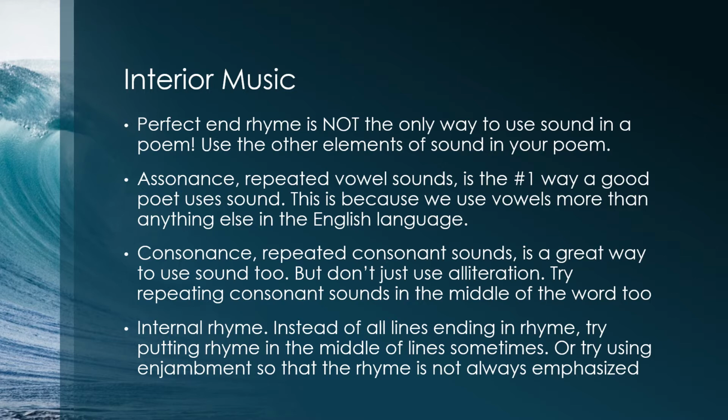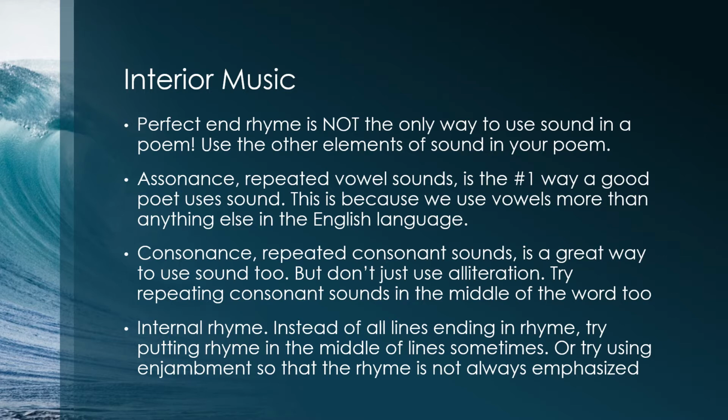Assonance. That is the number one way a poet uses sound. And if you listen to rap or country music or any type of music, if you pay attention to it, you'll see that they are not just using perfect end rhyme, that there are all kinds of elements of sound that drive us until we get to that rhyme at the end of a line. So assonance is the number one way we do that, and that's because we use vowels more than anything else in the English language. Assonance is the usage of repeated vowel sounds in a line.